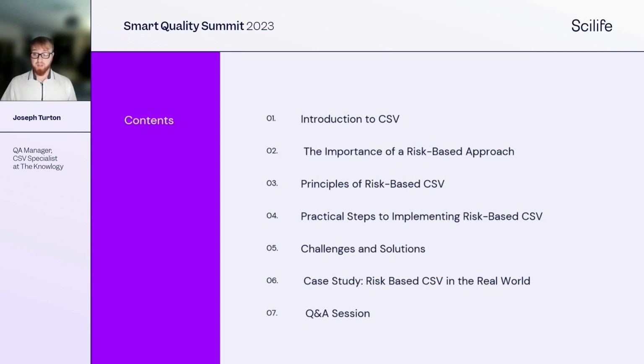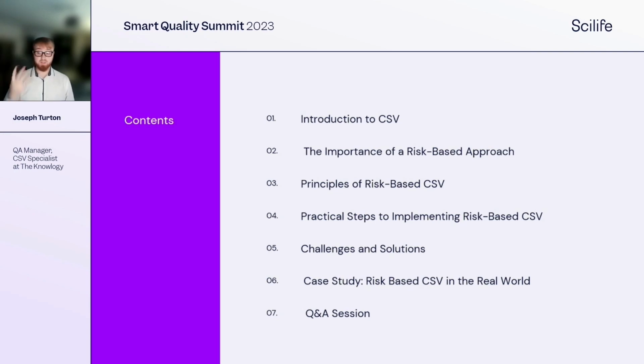We'll then study the foundational principles of a risk-based CSV. This will arm us with the theoretical knowledge needed to navigate the more practical aspects. Speaking of practicality, we'll then outline a step-by-step guide on how organizations can transition to a risk-centric approach in their CSV processes. However, as with any shift, challenges are bound to arise, and we'll discuss some common obstacles organizations face when implementing this approach. And more importantly, we'll talk about the solutions.